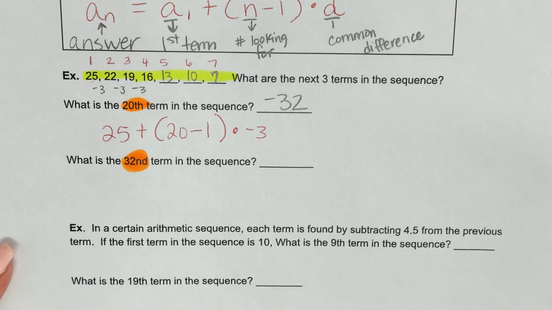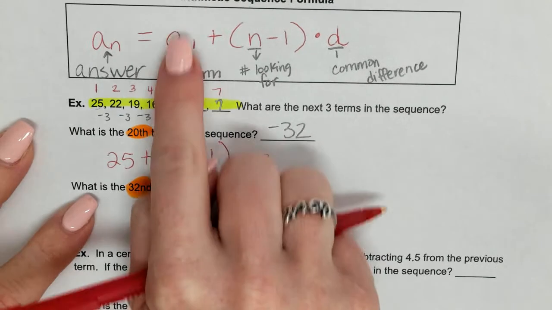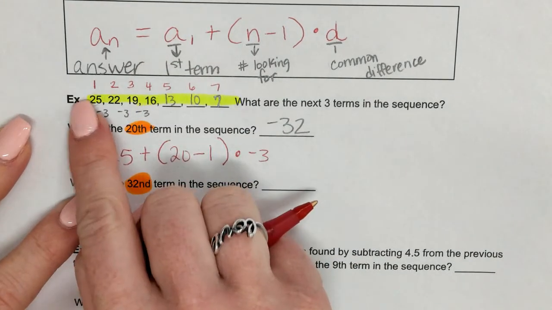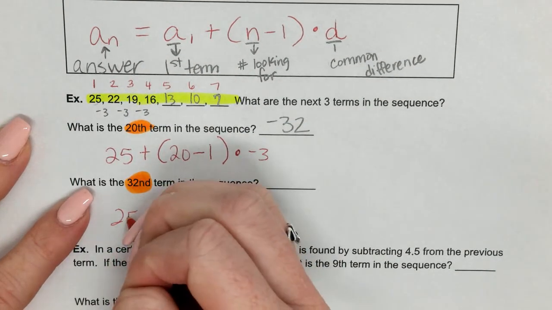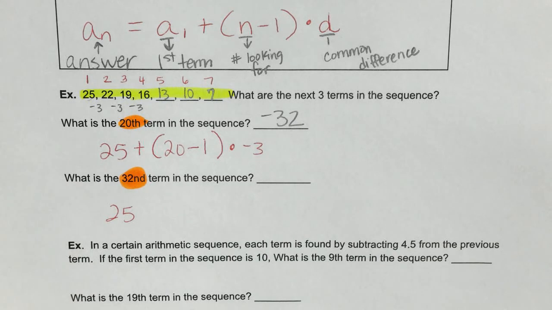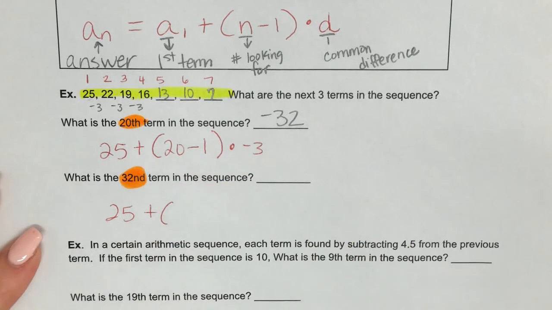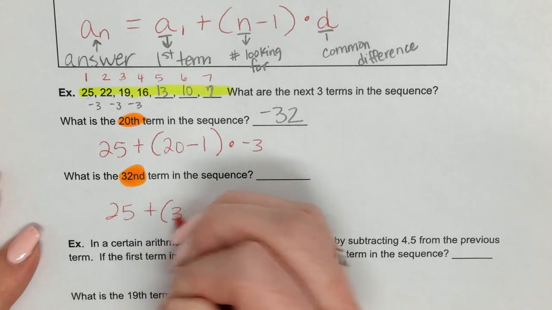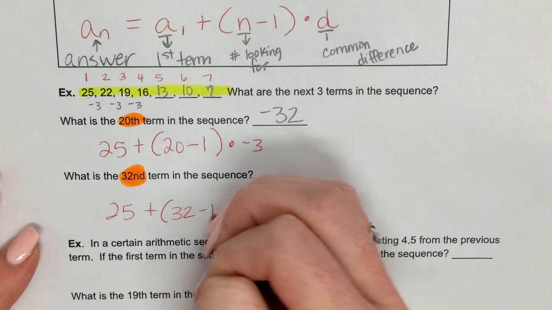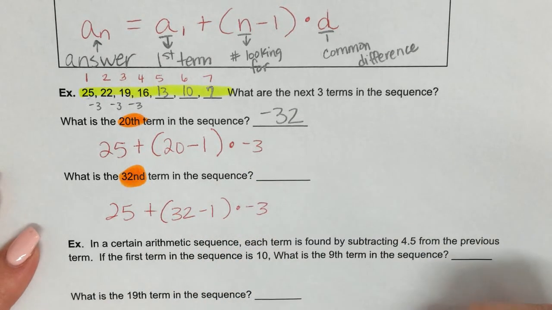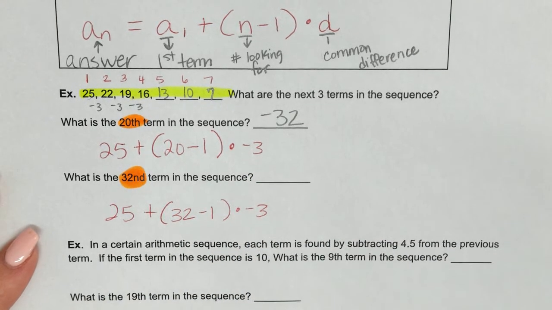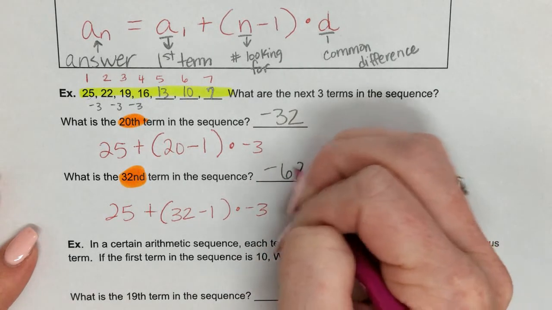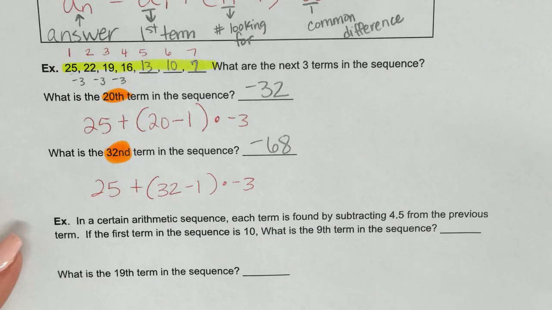Okay, let's talk about what you should have written. So my formula says put the first term here. What's the first term? Guys, the first term will never change if you're doing the same sequence, okay? Plus, the only thing that's going to change is the number right here that we're looking for. So what should I put here? 32 minus 1 times -3. And what did y'all get for your answer? -68. Perfect. Easy or hard? I think it's pretty easy. It's just kind of confusing when you're kind of learning it.